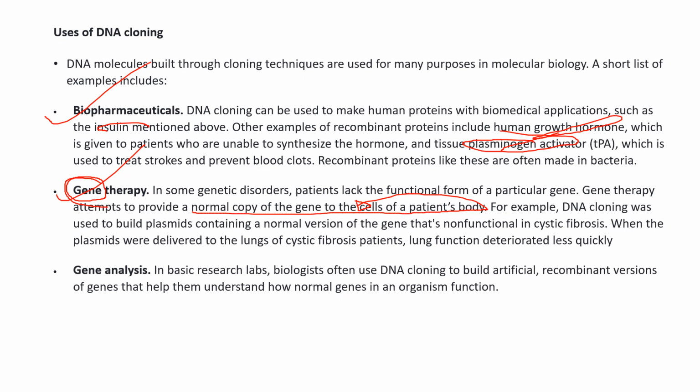For example, DNA cloning was used to build plasmids containing the normal version of the gene that's non-functional in cystic fibrosis. When the plasmids were delivered to the lungs of cystic fibrosis patients, lung function deteriorated less quickly. So it can be used in biopharmaceuticals, to correct gene disorders, and also in gene analysis. In basic research labs, biologists often use DNA cloning to build artificial recombinant versions of genes that help them understand how normal genes in normal organisms work.